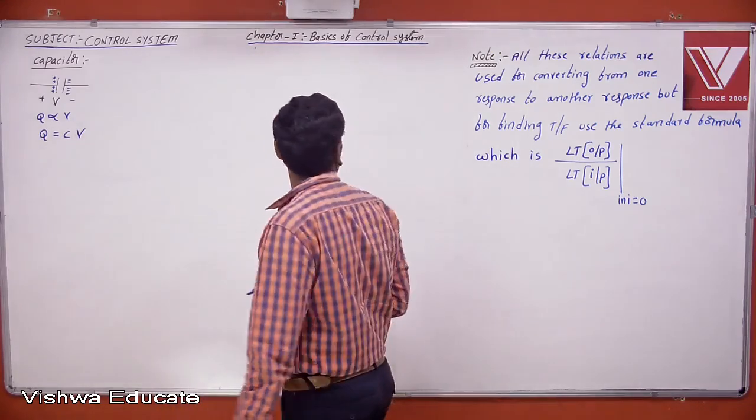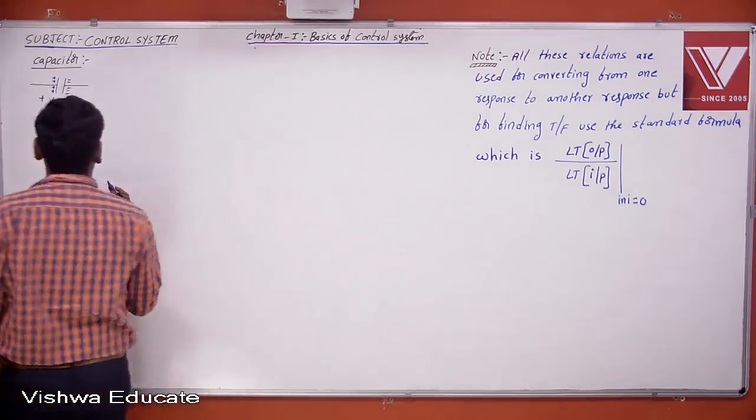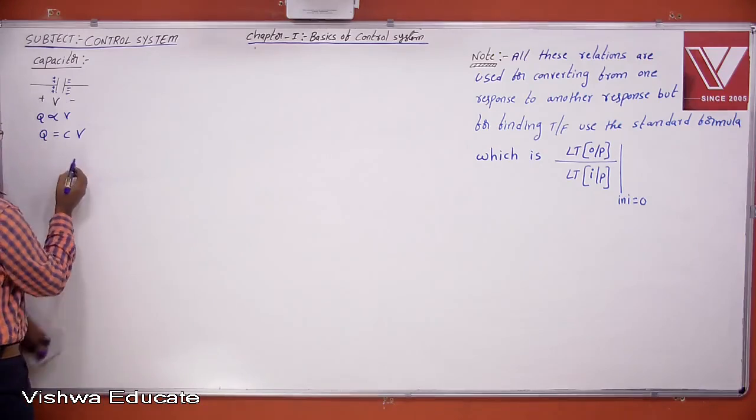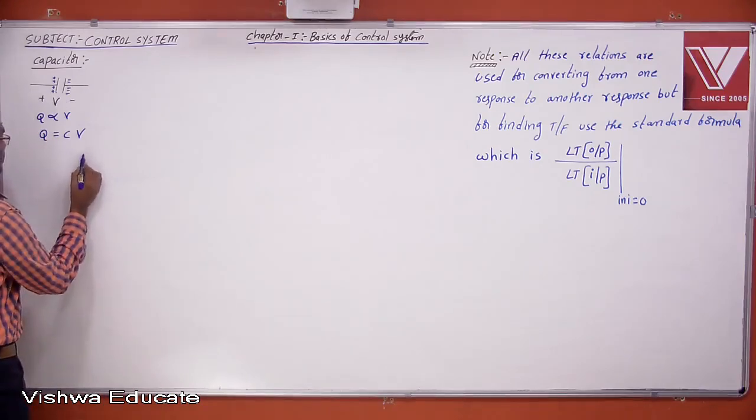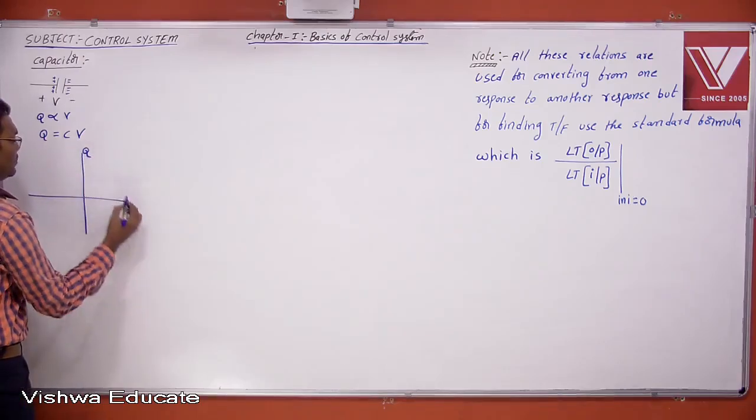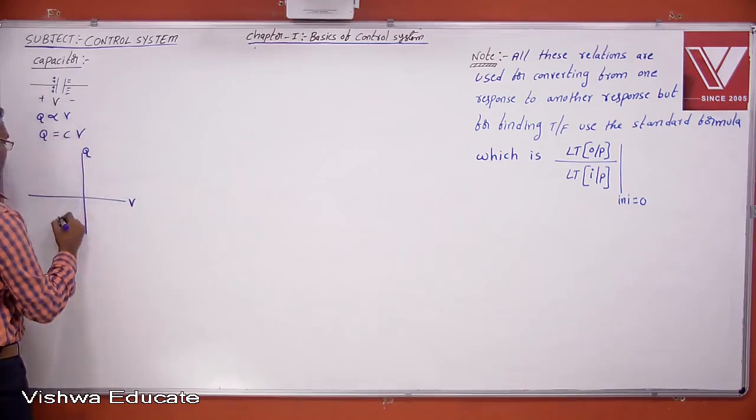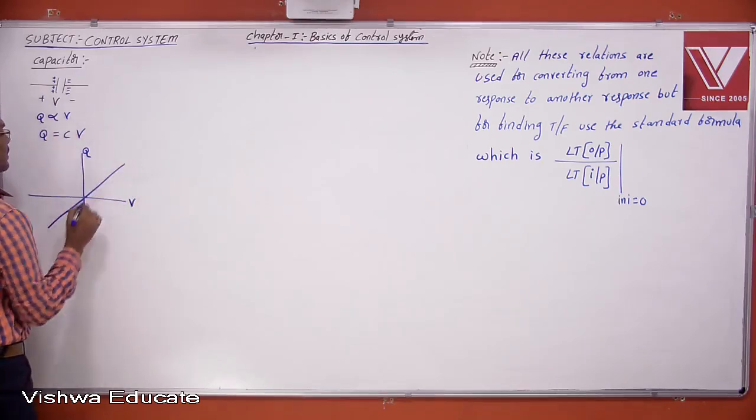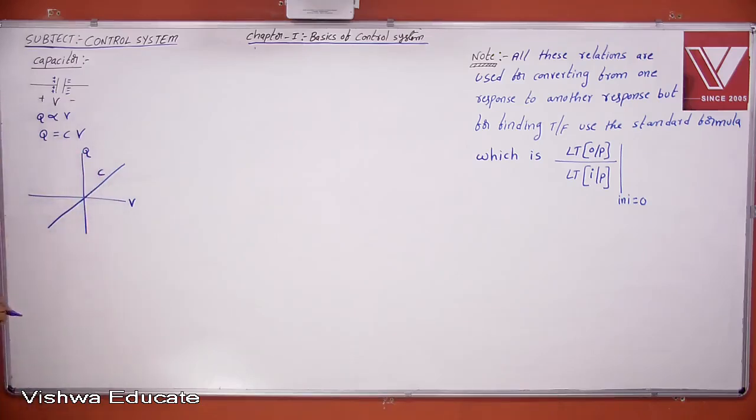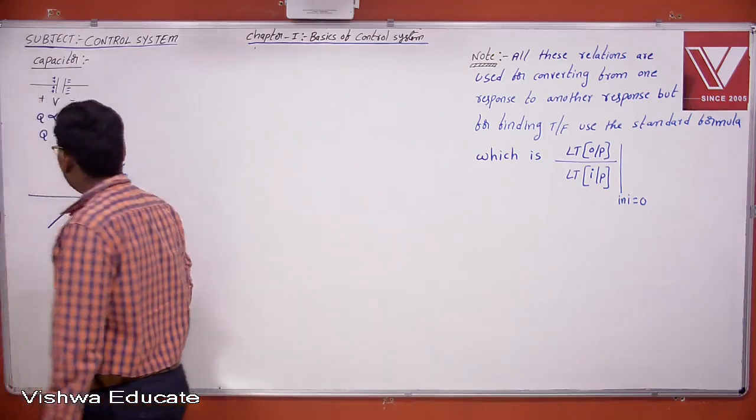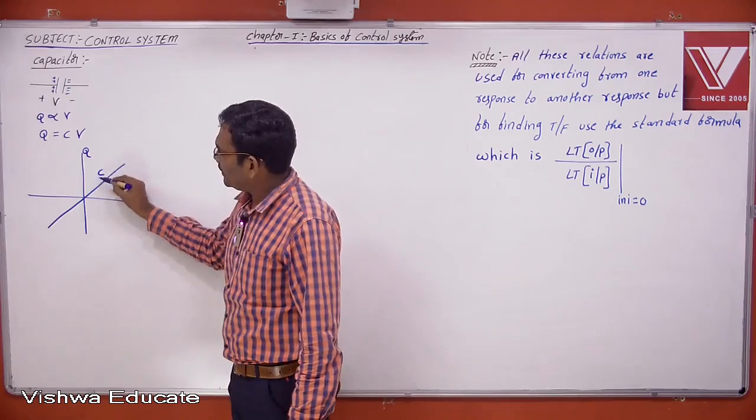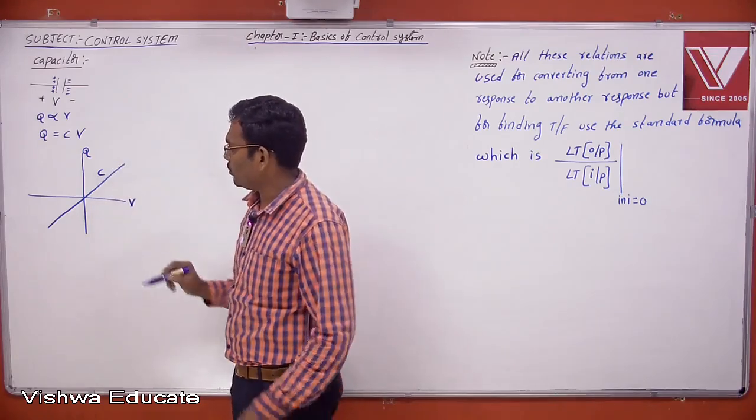Now, with respect to charge versus applied voltage, if I take a curve of charge versus applied voltage, the characteristics are linear, and this proportionality constant, or slope, is C.